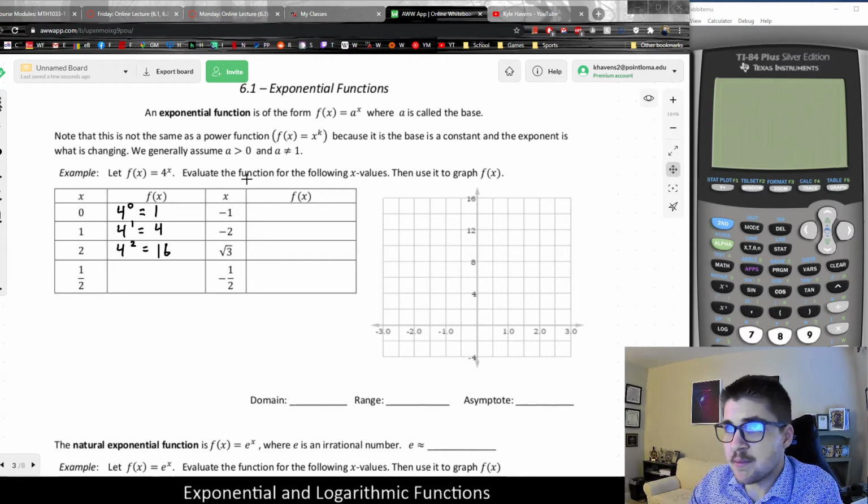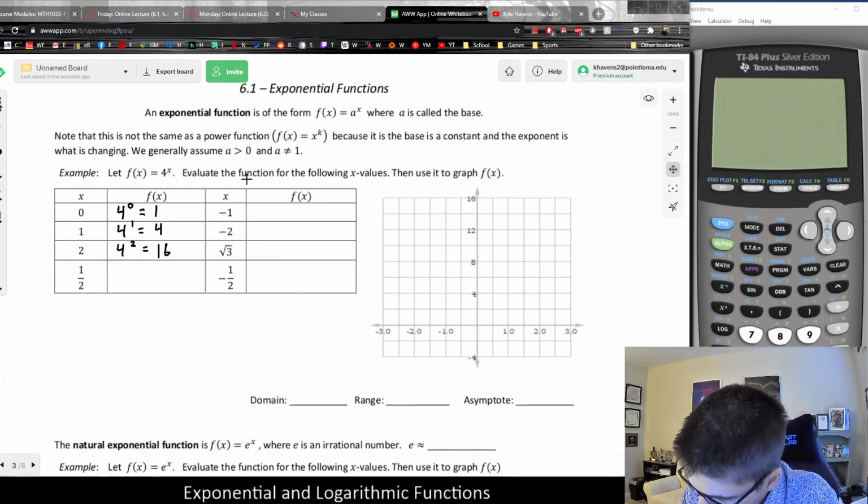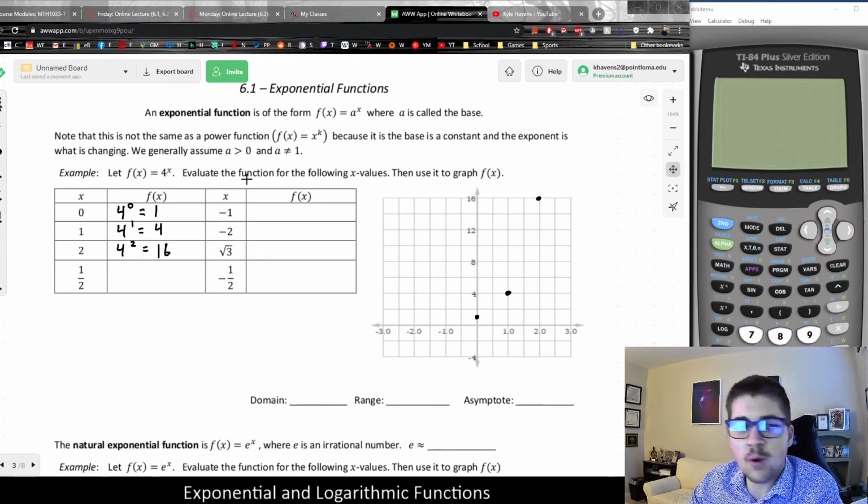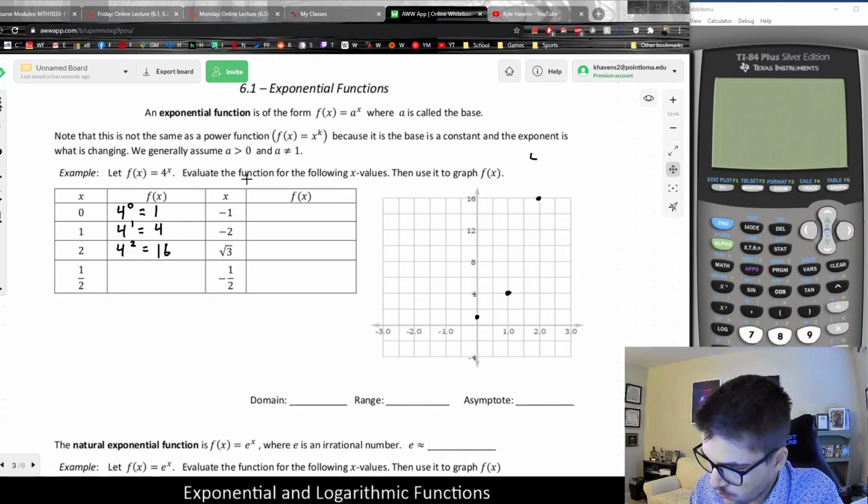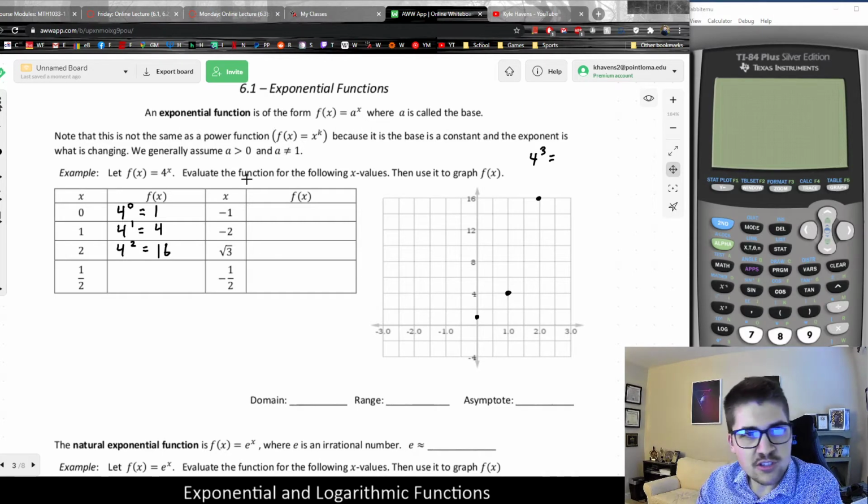But graphing some of these points, the y-intercept would be at 1. If I plug in 1, I would get 4. And if I plug in 2, I would get 16. And also, if I wanted to know what the end behavior is, what happens as x approaches infinity, let's look at what happens if I plug in 3. Well, 4 to the third power, just like with polynomials, when you start plugging in larger and larger values for x, since it's exponential, it will get larger at literally an exponential rate.